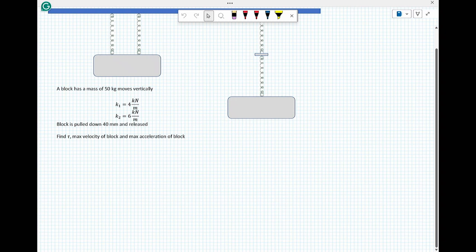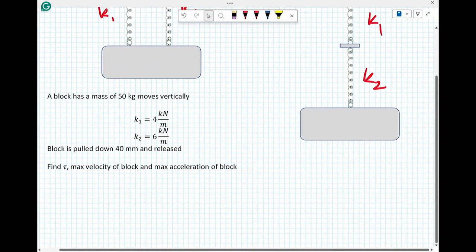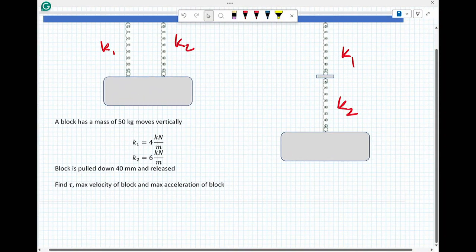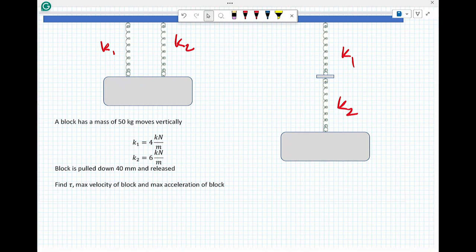My interest in series and parallel springs is because it ends up being a source of great confusion. So I have a block of mass 50 kilos which moves vertically. I have K1 and K2 again. In this case, K1, K2, K1, K2. The block is pulled down by a distance of 40 millimeters and released. K1 is 4 kilonewtons per meter, 6 kilonewtons per meter for K2. Find tau, max velocity, and max acceleration of the block.